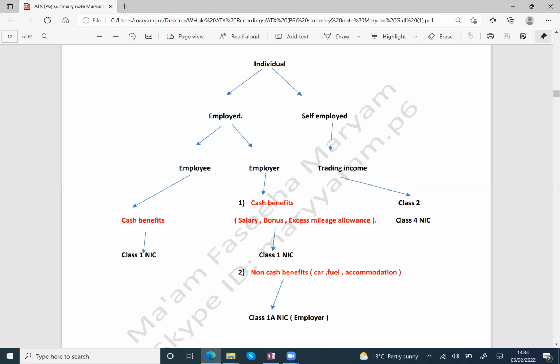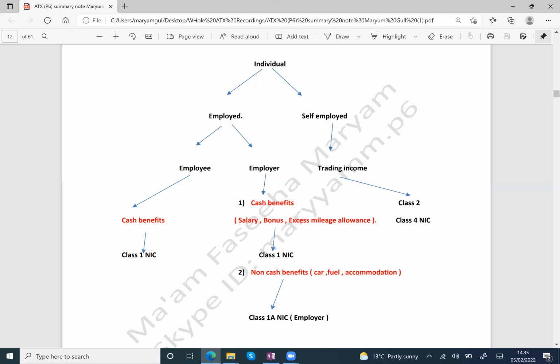And you can see on the right side in the sketch, on trading income, class 2 and class 4 NIC will be payable. So on trading income, which NIC will you pay? Class 2 and class 4 NIC. On the other hand, if you are employed, you can see the two arrows below employed. Employed means employee and employer. When you say you are employed, it means you are an employee and you have an employer also.